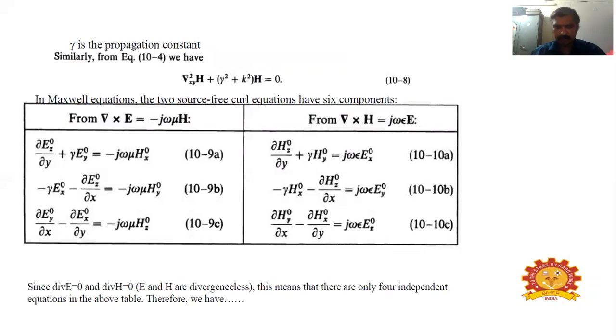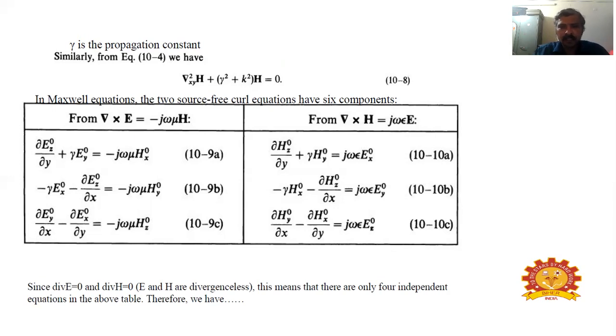In Maxwell's equations, the two source-free curl equations have six components. From del cross E is equal to minus j omega mu H, we have the following components. That is, dou Ez by dou y plus gamma Ey is equal to minus j omega mu Hx. Again, minus gamma Ex minus dou Ez by dou x is equal to minus j omega mu Hy. Similarly, dou Ey by dou x minus dou Ex by dou y is equal to minus j omega mu Hz.